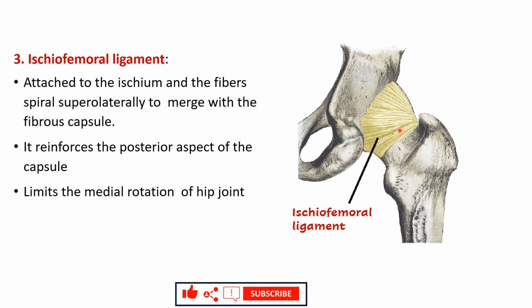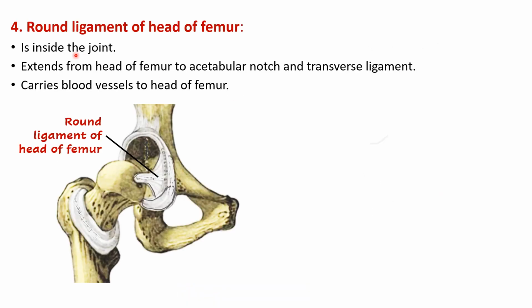We saw that the iliofemoral ligament prevents hyperextension of the hip joint, the pubofemoral ligament limits abduction of the hip joint, and the ischiofemoral ligament limits the medial rotation of the hip joint. The fourth ligament is the round ligament of head of femur.